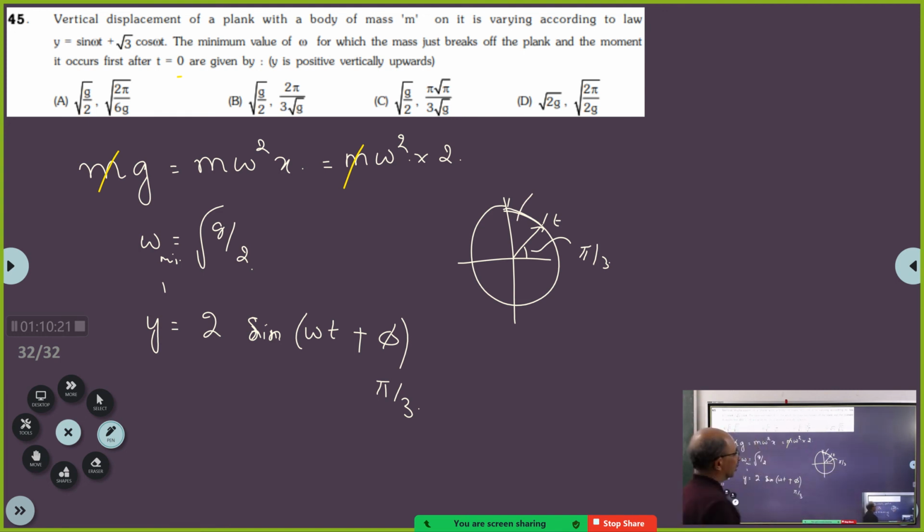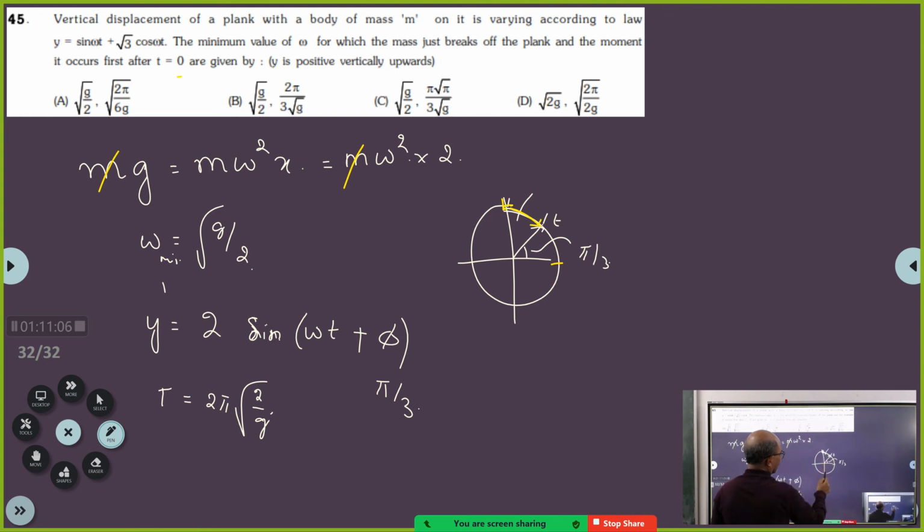Whatever time period we get, we got some time period for omega here. What is the time period we got? 2 pi root of 2 by g. This is the time period that we got. Correct? So from here to here it is T by 4. So this is pi by 3, so this should be half of this. T by 6. Yes, T by 6, that is from here to here.